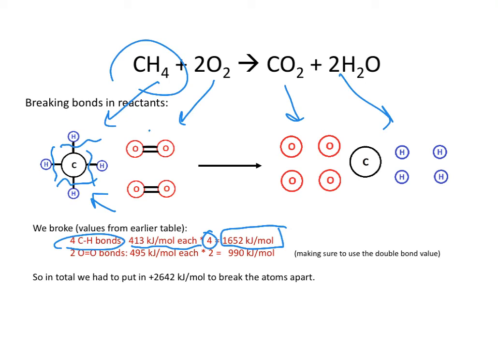We also had to break the 2 oxygen-oxygen double bonds from molecular oxygen. And so that's a total input of about 990 kilojoules. So if we add these together, you would see that in order to break all the bonds in the reactants, we'd have to put in 2,642 kilojoules per mole. However, every bond that we make on the product side is going to release energy. It's going to give energy back to the surroundings.